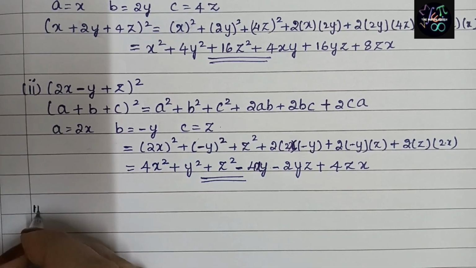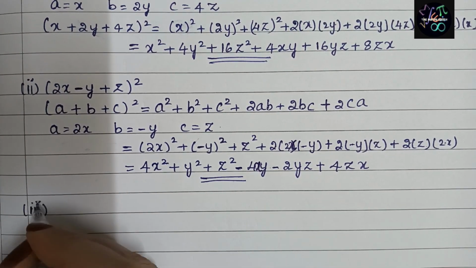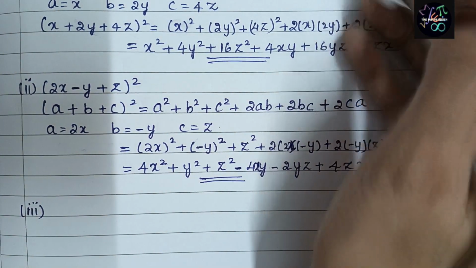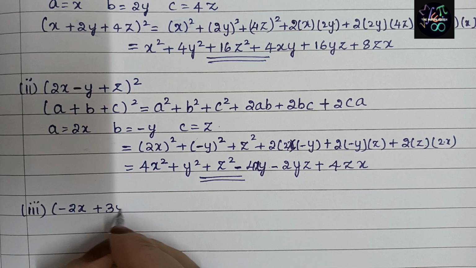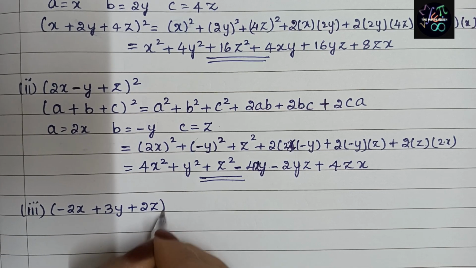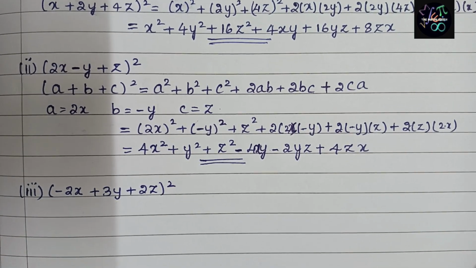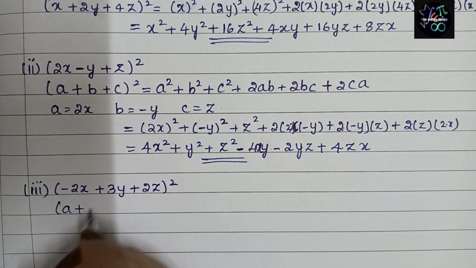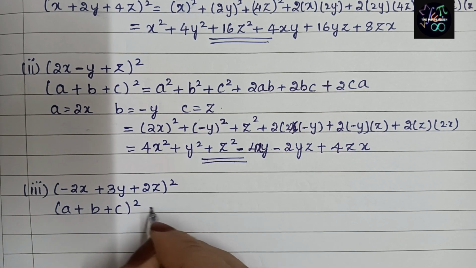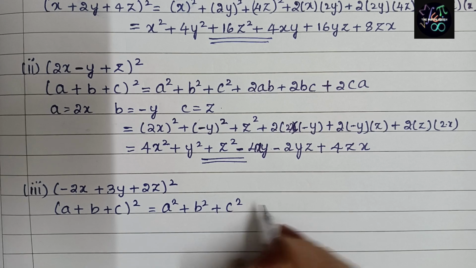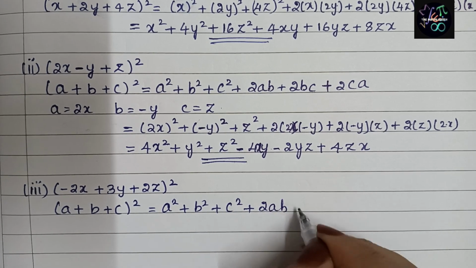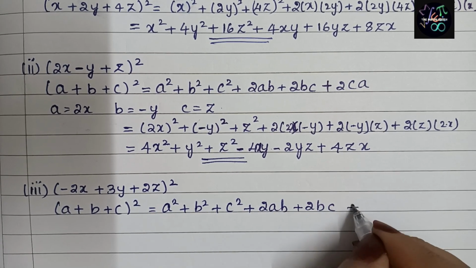Third question I'll write the same way. The third question is here: (-2x + 3y + 2z) whole square. Okay, the same way we will do now. (a + b + c) whole square, and the formula is again a square plus b square plus c square plus 2ab plus 2bc plus 2ca.